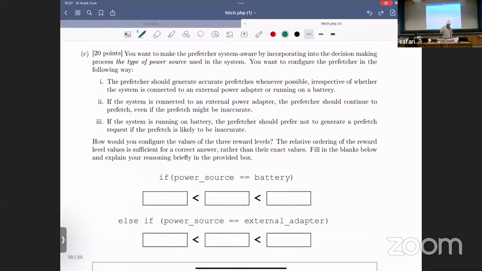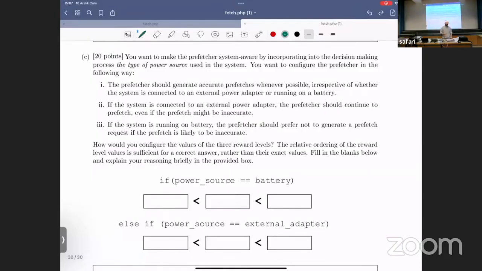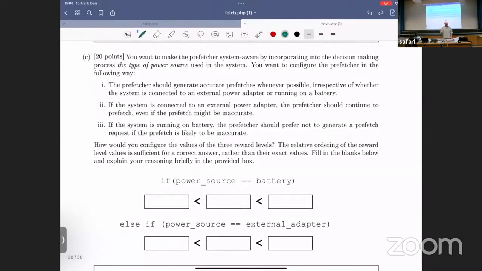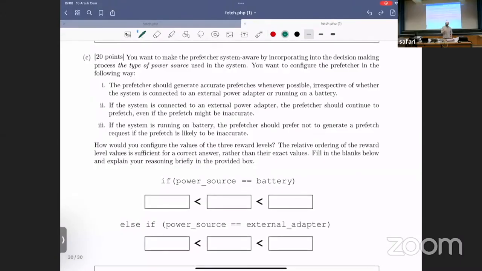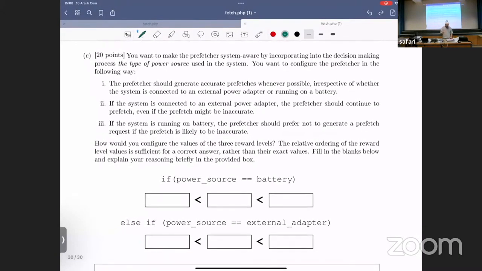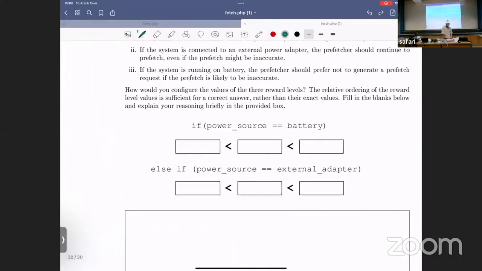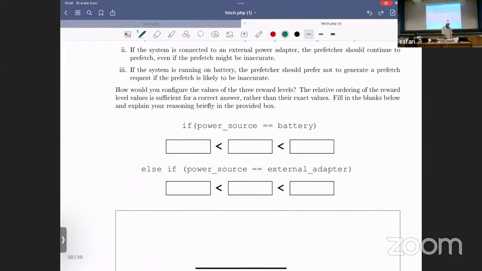And if the system is running on battery, the prefetcher should prefer not to generate a prefetch request if the prefetch is likely to be inaccurate. So in this scenario, we do not want inaccurate prefetches at all. We want super accurate, as stated in the beginning. We want no prefetches as our next choice, and then we want the inaccurate ones, right? So the order would be the accurate, then the no prefetching, and then the inaccurate ones.